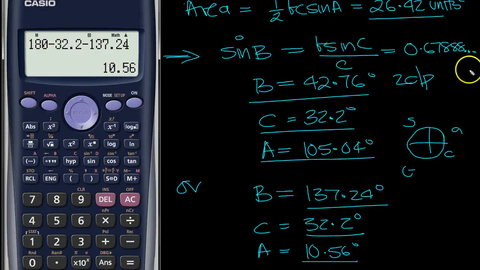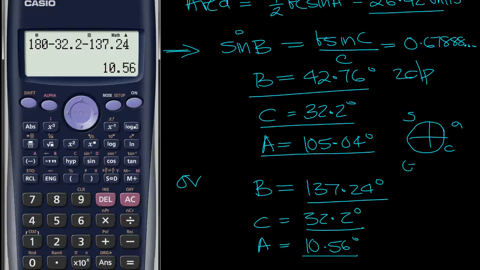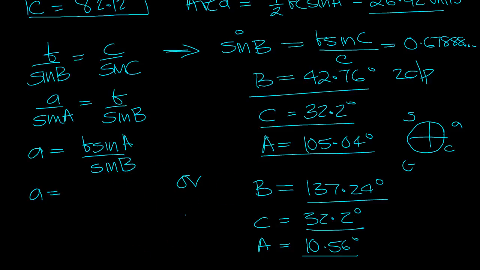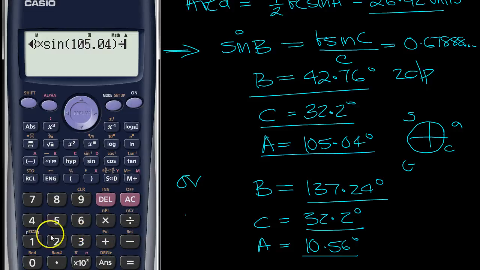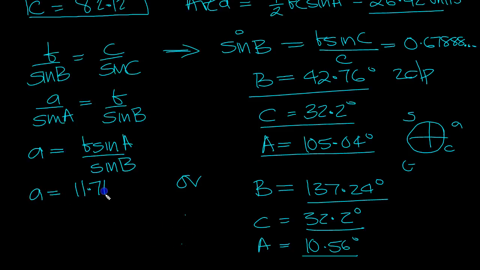So A will equal, let's type it in. B is the side B in the second problem, 8.23 times sine A, which is 105.04, divided by sine B, which is 42.76. Sine of 42.76. 11.70 for A. 11.71.